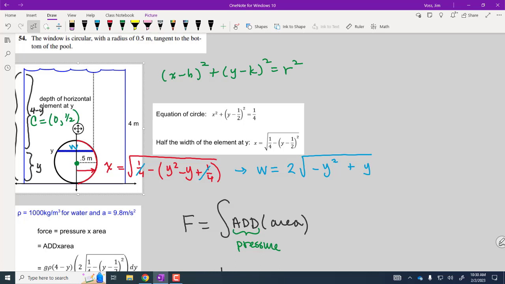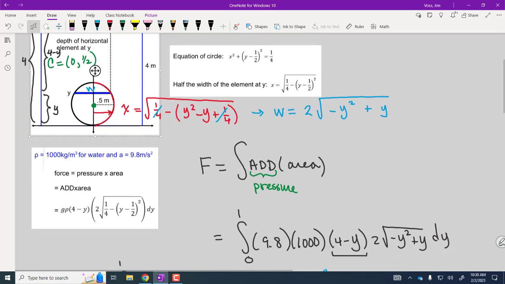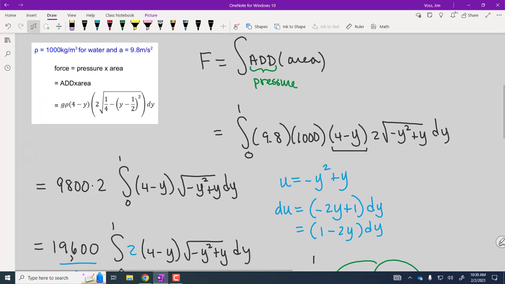So it counts for the distance the water is below the surface, but it doesn't increase our limits of integration. The limits of integration are where the actual strips are that are putting pressure on the window. So basically we're trying to find y here.